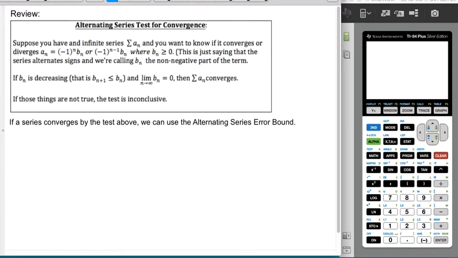So just a quick review of the alternating series test for convergence. We've already seen this. If a series meets this test, which basically hinges on two things, the b sub n, which is the positive part of the series, is decreasing, and the b sub n is going to 0 as n gets really big. If those two things are true and a series converges, we can use the alternating series error bound to find the error of the series.